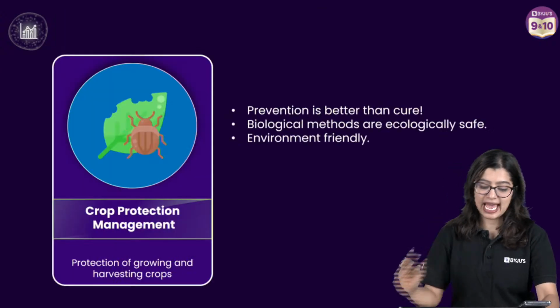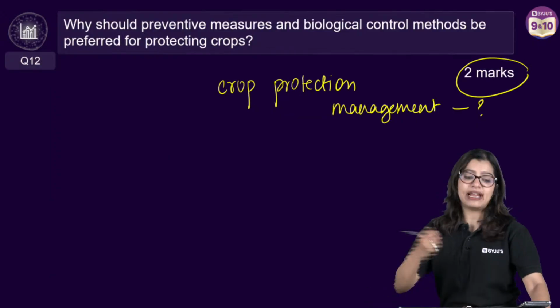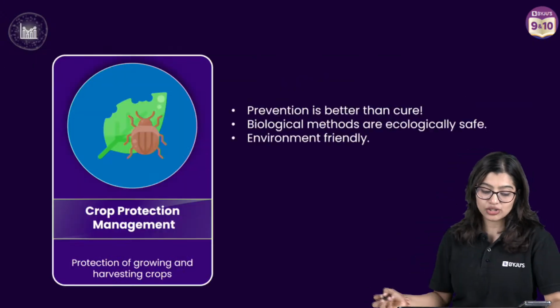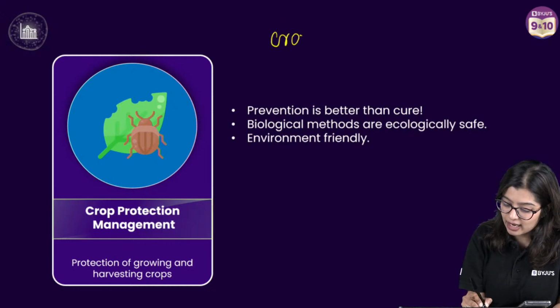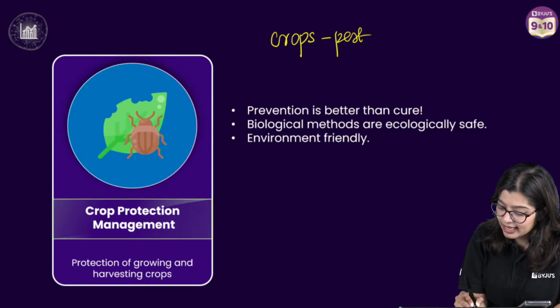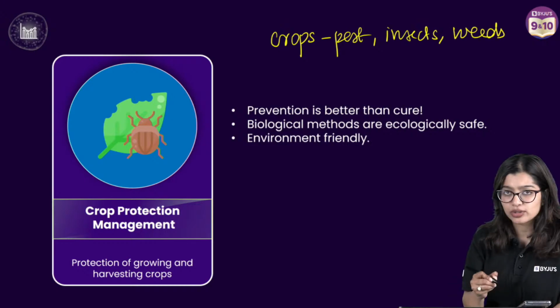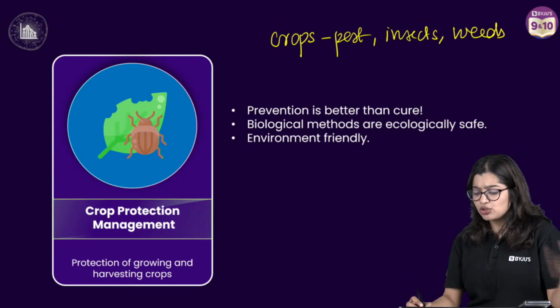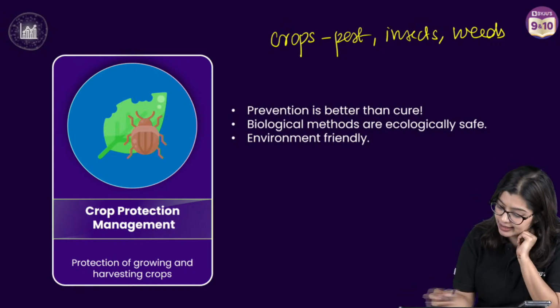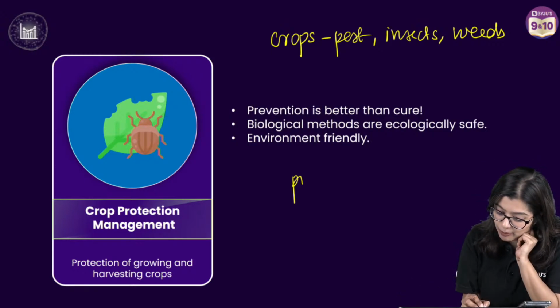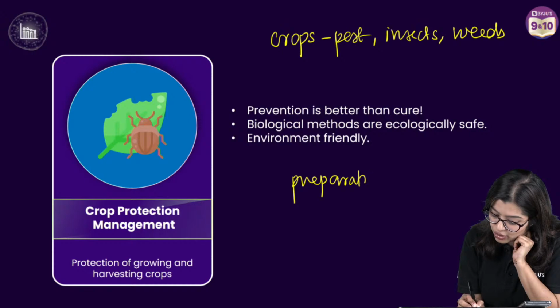Very good. Exactly. So why do we have preventive measures or biological control measures? Because if you look at it, crops are normally attacked by pests. They are attacked by insects. Sometimes even weeds hinder their growth, right? Which are unwanted plants. So preventive measures are normally taken. Like what? Making sure that we prepare the seed bed properly. So preparation of seed bed.